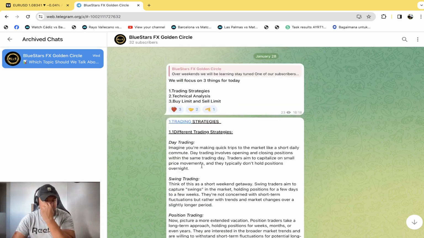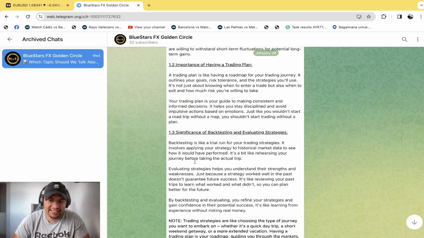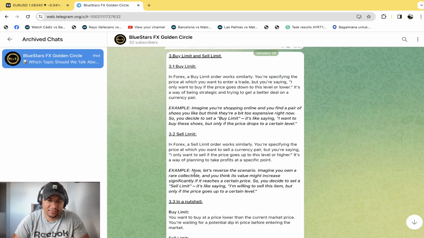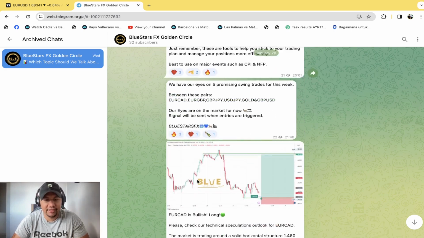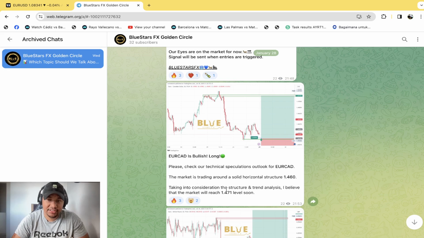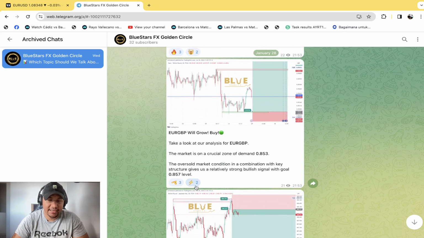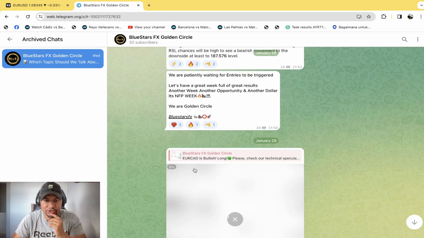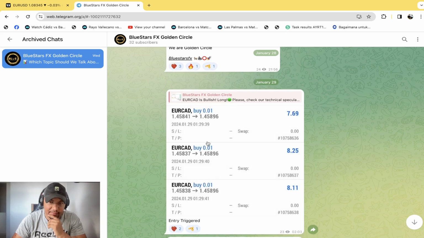Then there were some more trading strategies and the differences between them. Buy limit, sell limit, what that means. So good to provide some educational content. There was a setup sent, again, we're looking for signals. This was based off a setup.